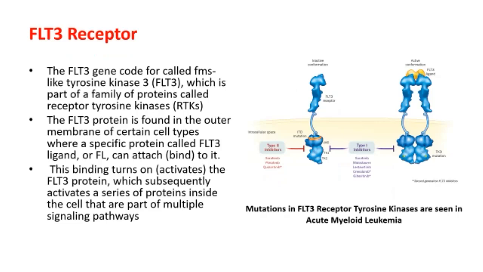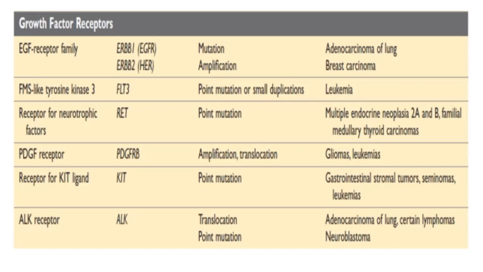Then we have FLT3 inhibitors, which are usually used in acute myeloid leukemias. Sometimes FLT3 can be mutated. There can be internal tandem duplications or there will be point mutations. So inhibitors of FLT3, which is called FMS-like tyrosine kinase, can also decrease cell growth and survival. The common inhibitors of FLT3 mutations are sorafenib and sunitinib. The most specific is midostaurin.